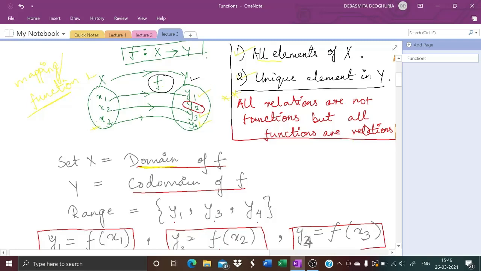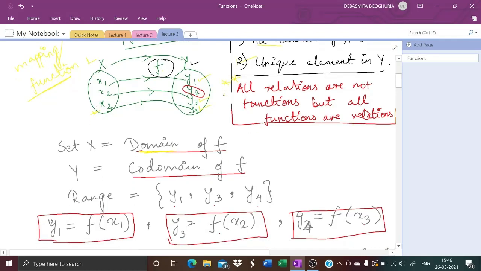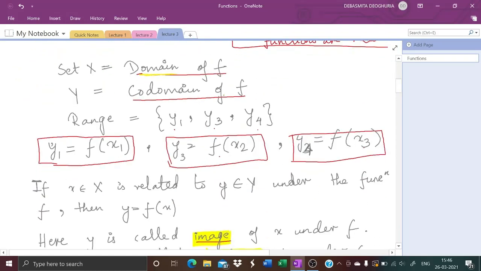The entire set Y will be your codomain, not range. Range will only have those elements which have an associated member in X. You can see that not all the values of Y have a member associated to them. Y2 does not have anything, so Y2 is not in the set of range. Y2 will be excluded from the range. So your range is always not equal to codomain.